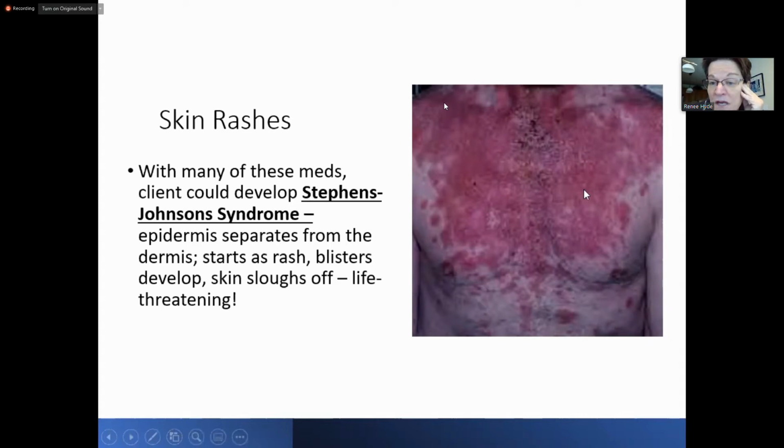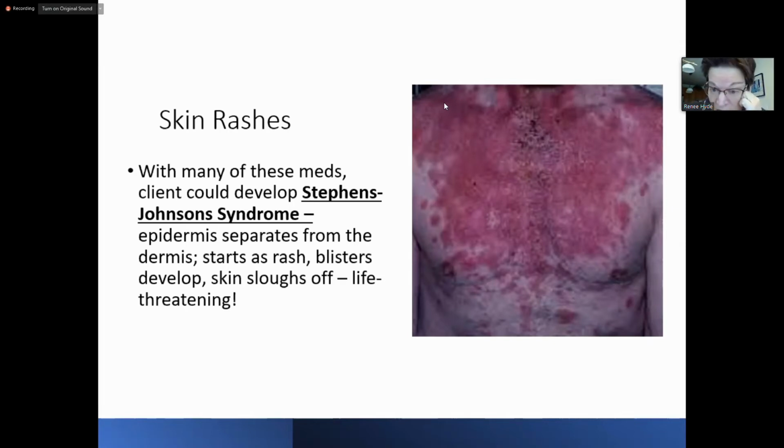The epidermis of the skin will separate from the dermis. It starts off as a rash and blister, and the skin will slough off. It can be external, and it can be internal in the mucosa. So patients that experience this have a somewhat life-threatening response, an adverse effect of anticonvulsant therapy.